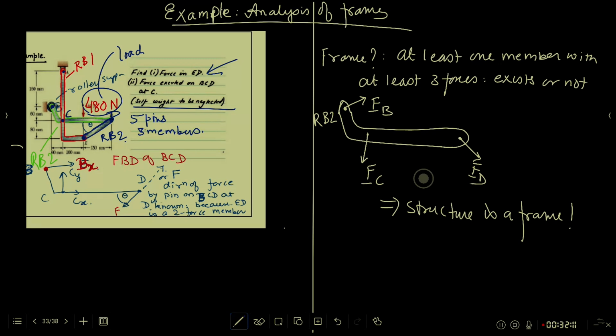This structure is a frame indeed, but there is one two-force member in this, hidden. RB1, RB2 and RB3. RB2 is clearly not a two-force member. RB1 is also not a two-force member. If you look at the RB1 FBD, if you try to draw, there will be a force here which we call FA. There will be a force at FC, and then there will be a force at E. Not a two-force member.